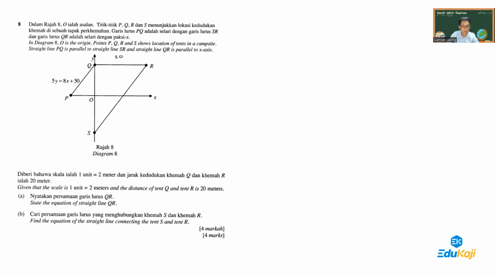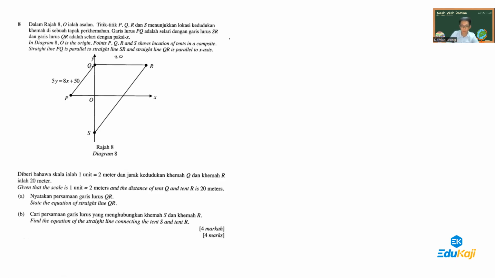Question 8. Say the equation of straight line QR. This horizontal line here. So yeah, I have equation of this line. So you actually just need to see here what would be the y value, the y-intercept. So y-intercept, x equals 0, x-intercept, y equals 0.